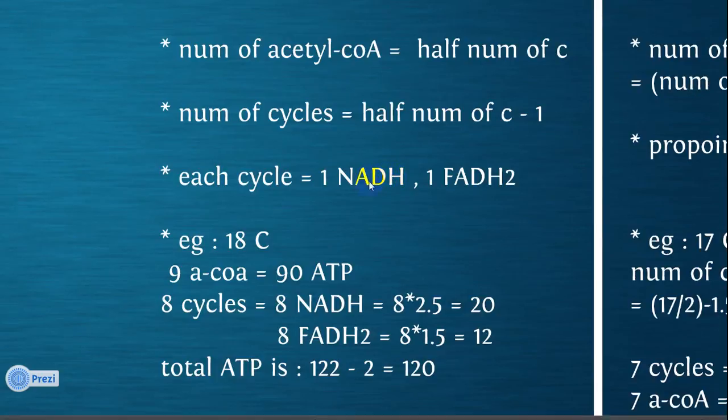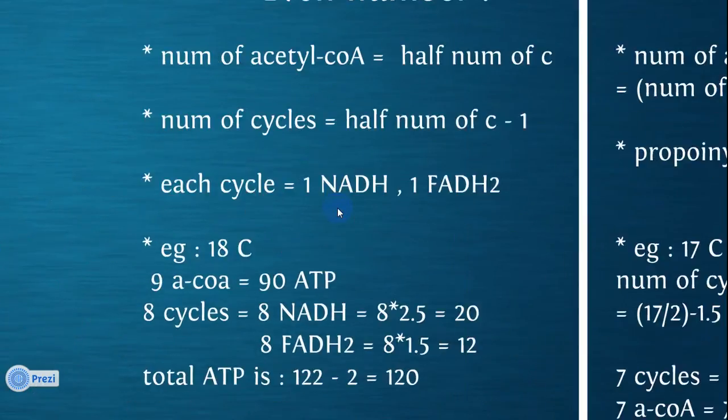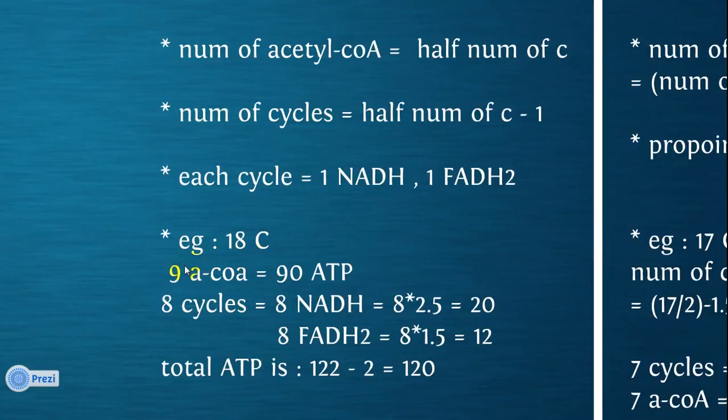Okay, so the number of cycles is half the number of carbons minus 1. In this case, for the 18 carbons, the number of cycles is 9 minus 1, which is 8 cycles. And remember, in each cycle you will have 1 NADH and 1 FADH2. So it's very simple. Just multiply 9 by 10. You will have 90 ATP.